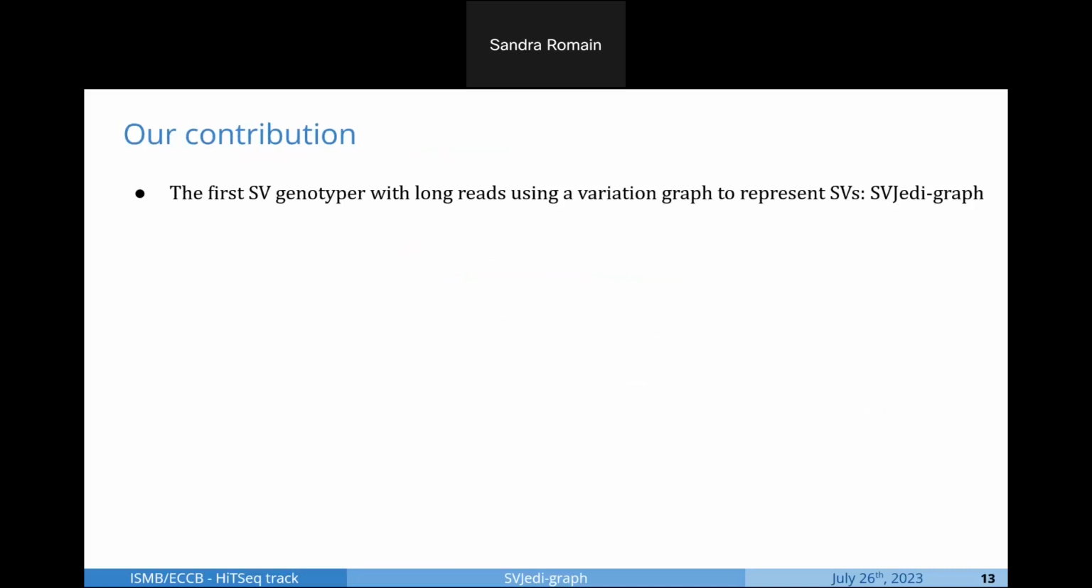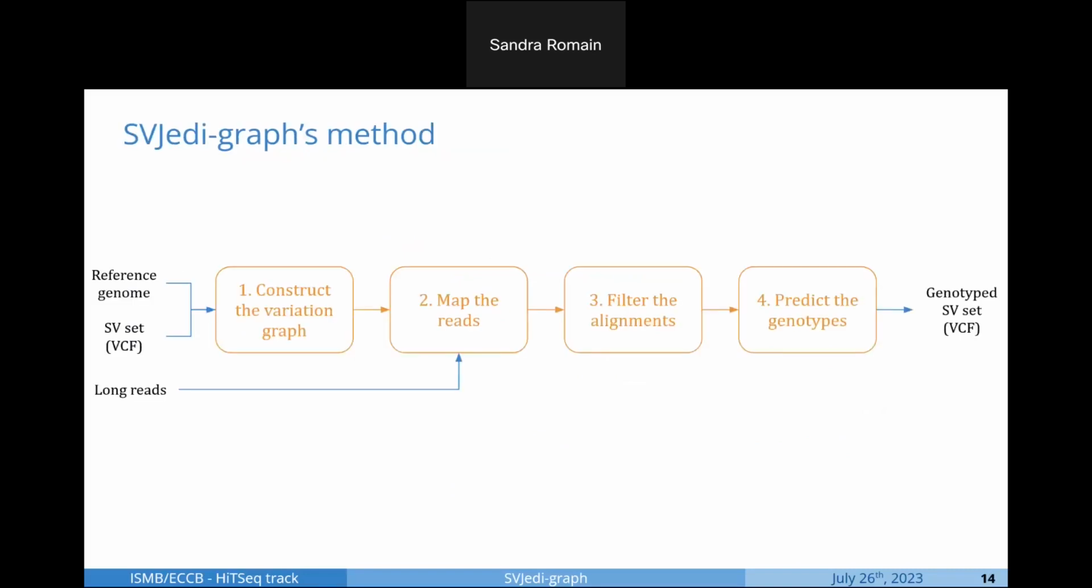So here, our contribution is the development of the first structural variant genotyper with long reads that uses a variation graph to represent the SVs. And this method we call SVJedi-graph. Here is a quick overview of the SVJedi-graph method. As input, it takes a reference genome, an SV set in VCF format, and long reads.